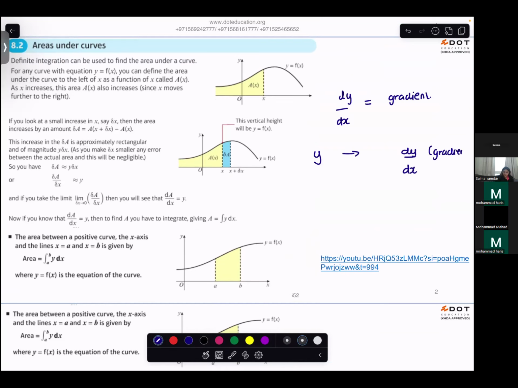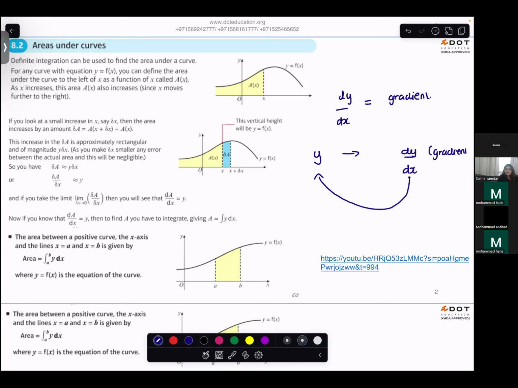If I am going to do my antiderivative, that means from the gradient, from the dy by dx, I want to know my actual function. What do I do? You integrate it. Okay. So the main reason why you integrate is you want to know the area under the curve.